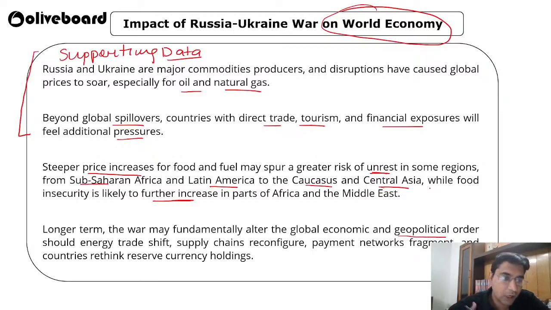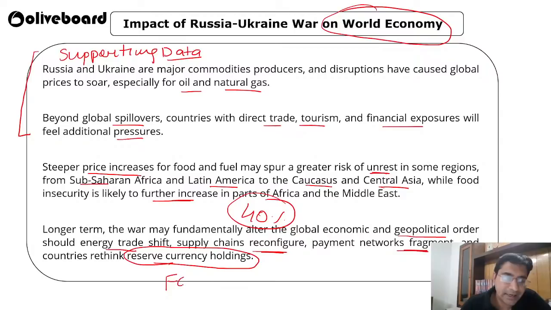If the war keeps going for a long time, there may be a huge economic and geopolitical reorganization of the order. There will be an energy trade shift. Europe was dependent on Russia for mostly all of its energy. If you are taking 40% of your energy from Russia, you are mostly dependent on Russia. So after the war gets over, Europe will look for other sources of fuel so that they do not have to depend on a single country. Supply chains will be reconfigured. Payment networks will fragment, and they will have to reorganize the fragmented payment system. Countries also have to rethink their reserve currency holdings.